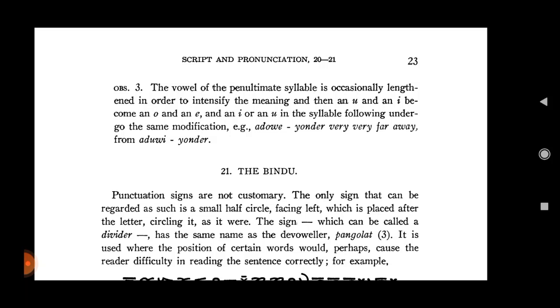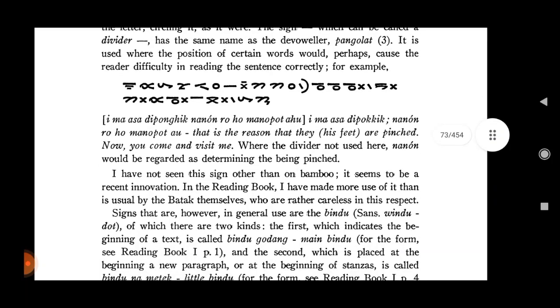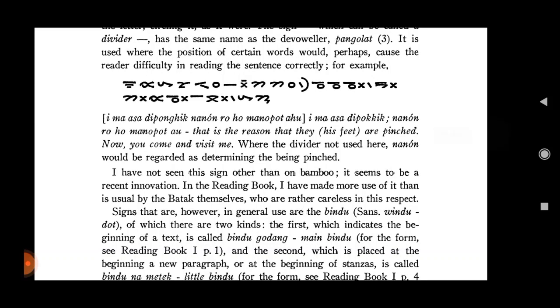The bindu. Punctuation signs are not customary. The only sign that can be regarded as such is a small half circle facing left, which is placed after the letter, cycling it, as it were. The sign, which can be called a divider, has the same name as the devoweler pangolat tree. It is used when the position of certain words would perhaps cause the reader difficulty in reading the sentence correctly.